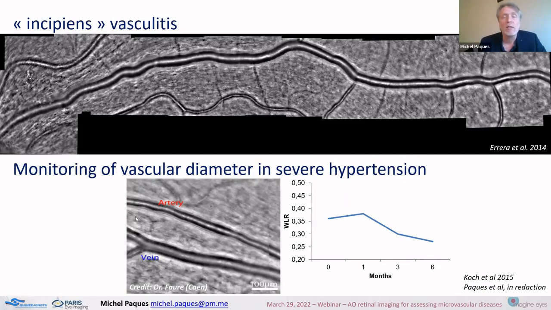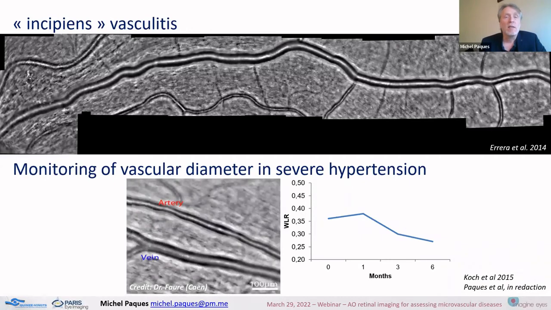The second example is related to hypertension and aging, because we see more or less the same thing in aging and hypertension. On the animation, what you see is an artery and a vein, and notice the change in diameter of the artery. This is a spontaneous change, not as Daniela just showed under flicker stimulation, but a change observed over months or years in a patient with severe hypertension. I think it's a patient aged 70 years or so, who also has kidney disease.